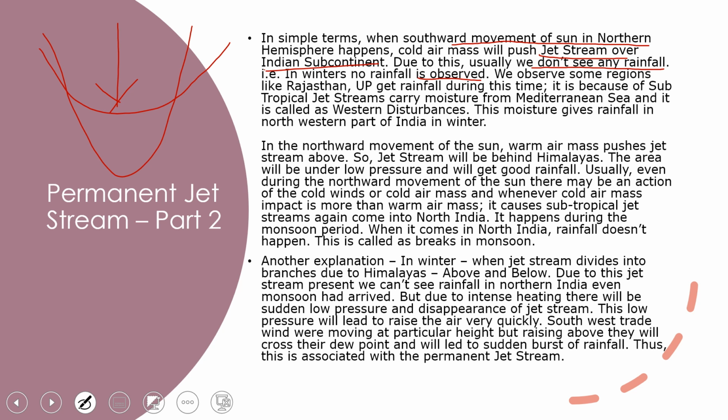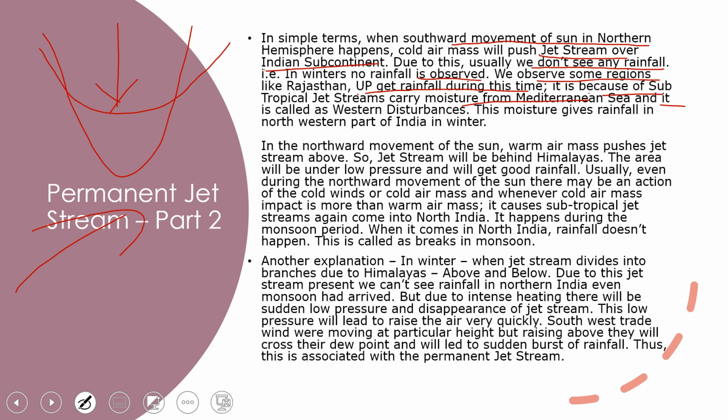So we observe some regions like Rajasthan and UP get rainfall during this time. It is because of the subtropical jet stream carrying moisture from the Mediterranean Sea. These areas will receive rainfall because of the Mediterranean Sea, and Kerala regions will receive rainfall because of the retreating of monsoon. But mainland India will not receive rainfall in the winter, okay.